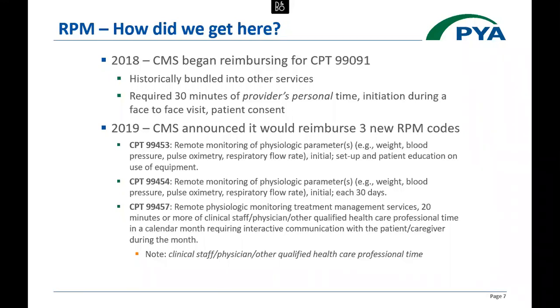So in 2019, based on low adoption rates and provider feedback, CMS announced that it would reimburse 3 new RPM codes, remote patient monitoring codes. And you see those codes here, 99453, which is the initial setup, patient education and helping get the use of the equipment underway.